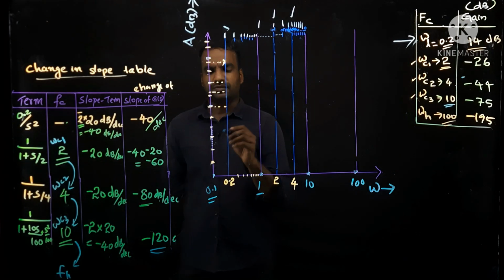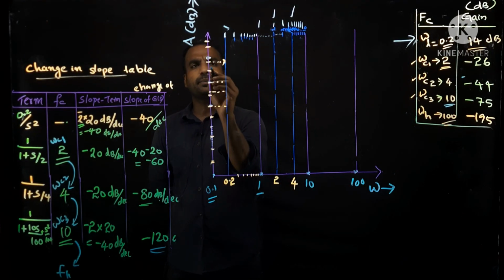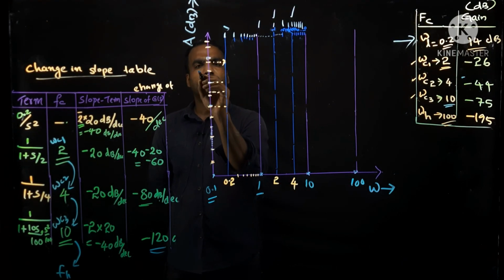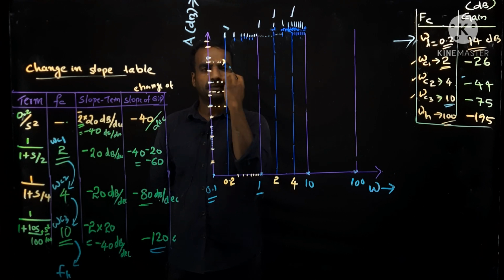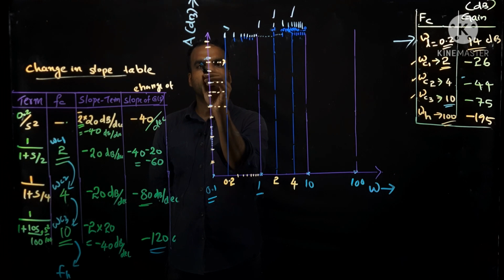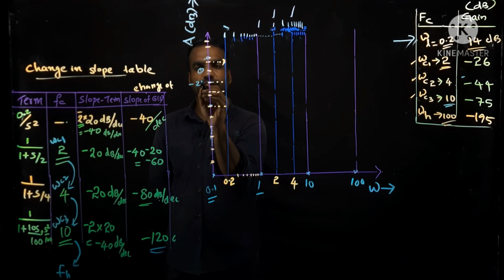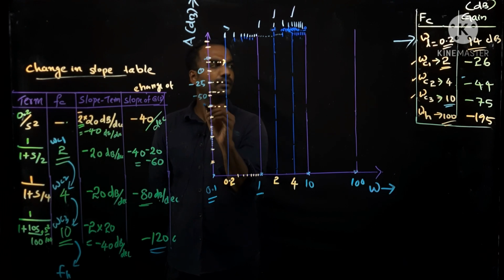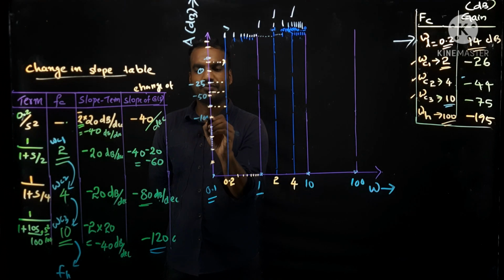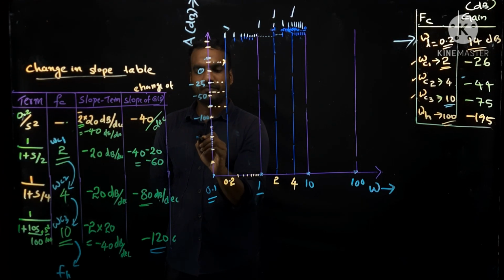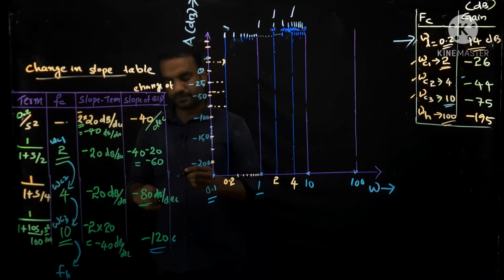Okay. So, the y-axis divisions are, let me take this as 0. So, this is minus 25, minus 50, minus 100, minus 125, minus 150, minus 175, minus 200.